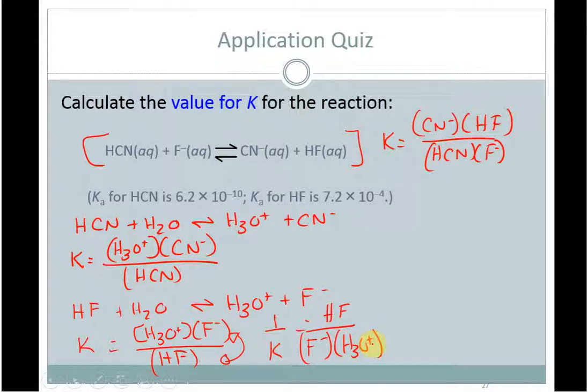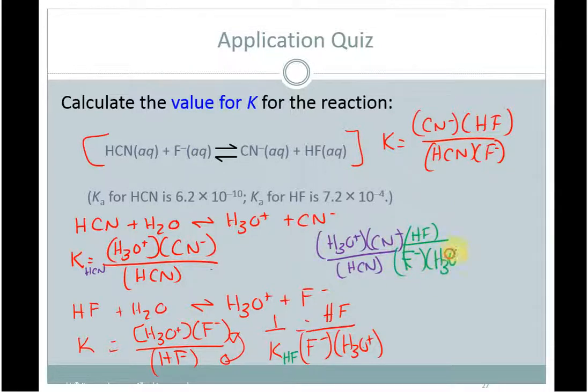At this point, we can take these two K values, K for HCN, which is H3O plus times CN minus over HCN, and multiply that by 1 over the K value for HF, which is HF over F minus times H3O plus. Hydronium cancels and gives us our overall total.